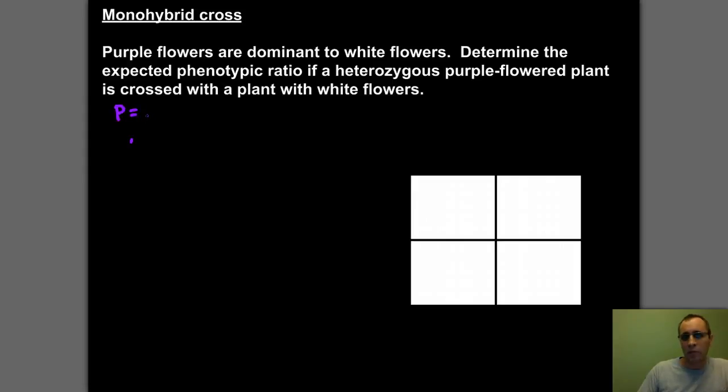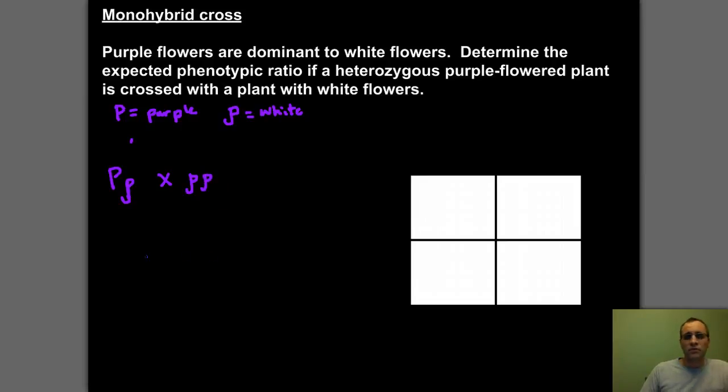We're going to use capital P for purple, and I'm going to use lowercase p, with a little tail on that so these are different, for white. Okay, so now we need to think about what it means for it to be a heterozygous purple flowered plant. Well, that means that it's going to be a big P and little p. Okay, and then the second plant, second parent in this, is a plant with white flowers. Well, if white is the recessive character or trait here, we need to make that little p.